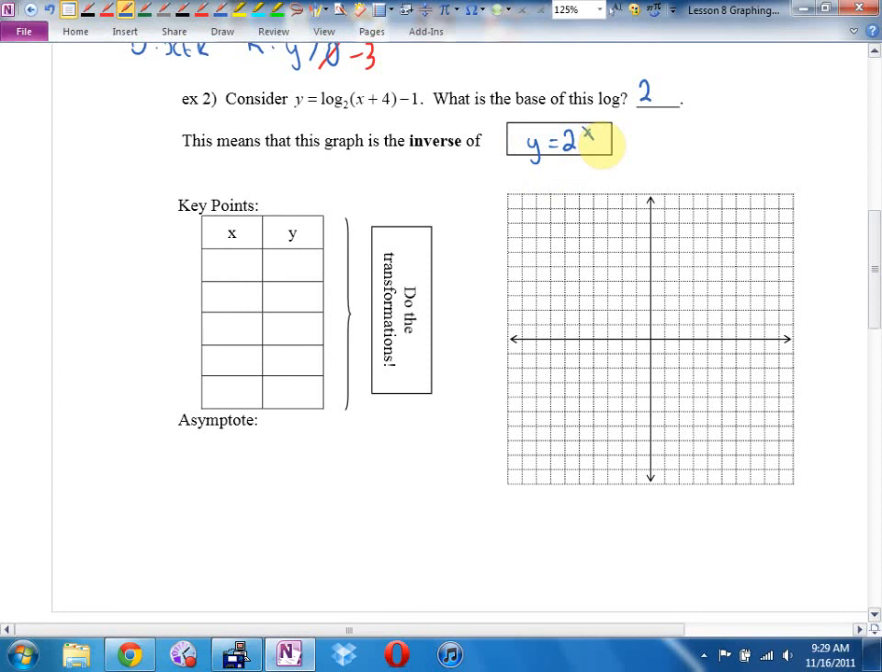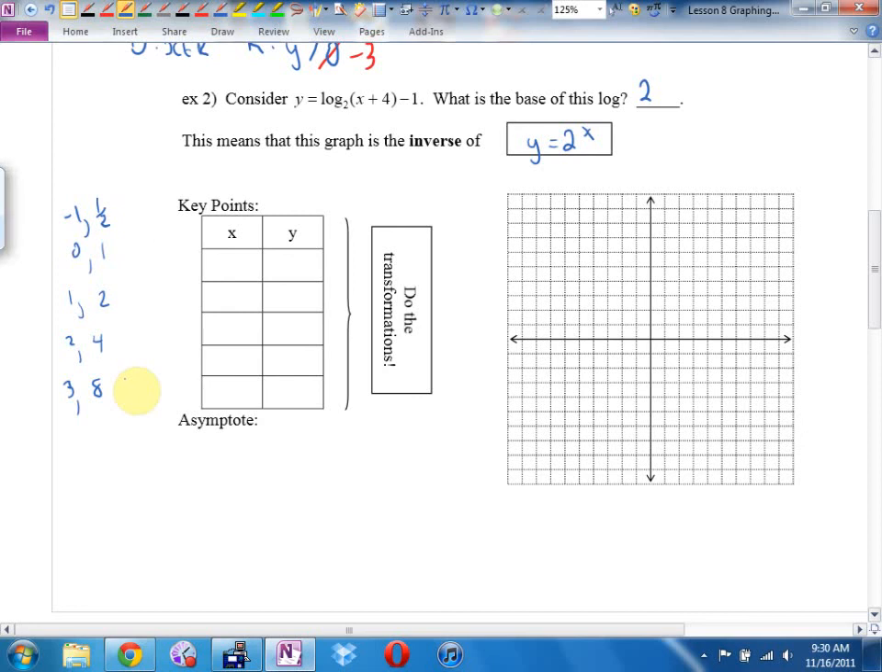Okay. I know that this graph goes through 0, 1, 1, 2, 2, 4, 3, 8, 4, 16. I'm doing my powers of 2. Oh, and I'll even add one more: negative 1, 1/2. I deliberately didn't put those in here. I jotted these off in the margin. I know my exponents. How do I find an inverse?